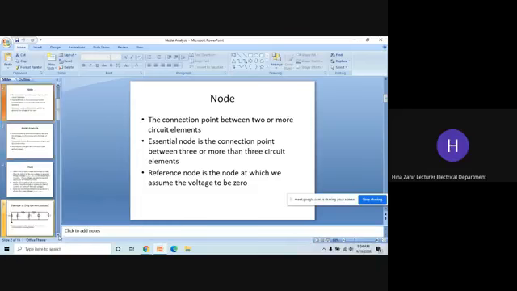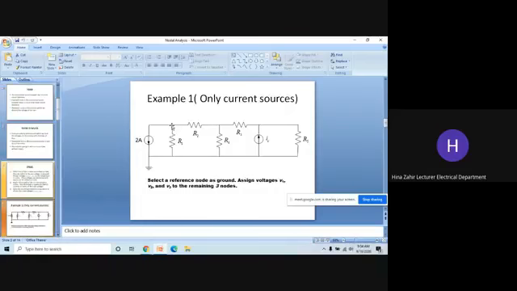Let me show you what is a node. This is a node, this point between R1, R2, and this branch. This is a node. This is a node. This is a node. These are important nodes. Why? Because they are all connected to three parts.